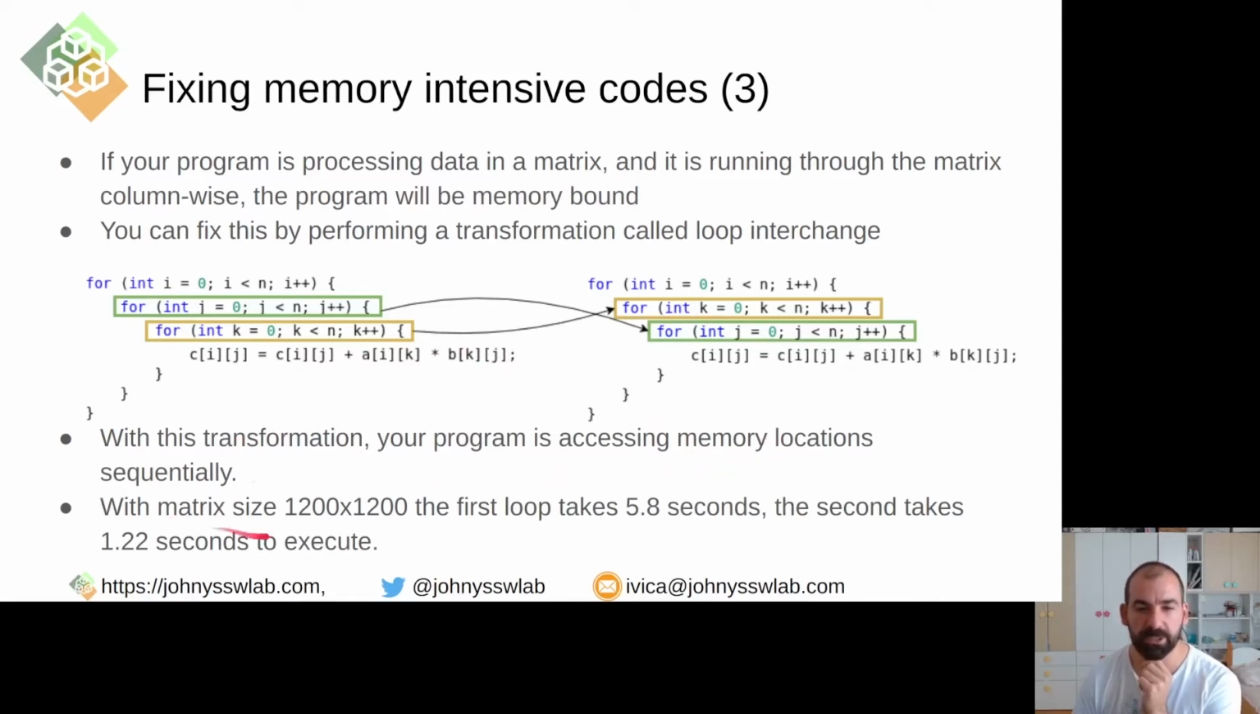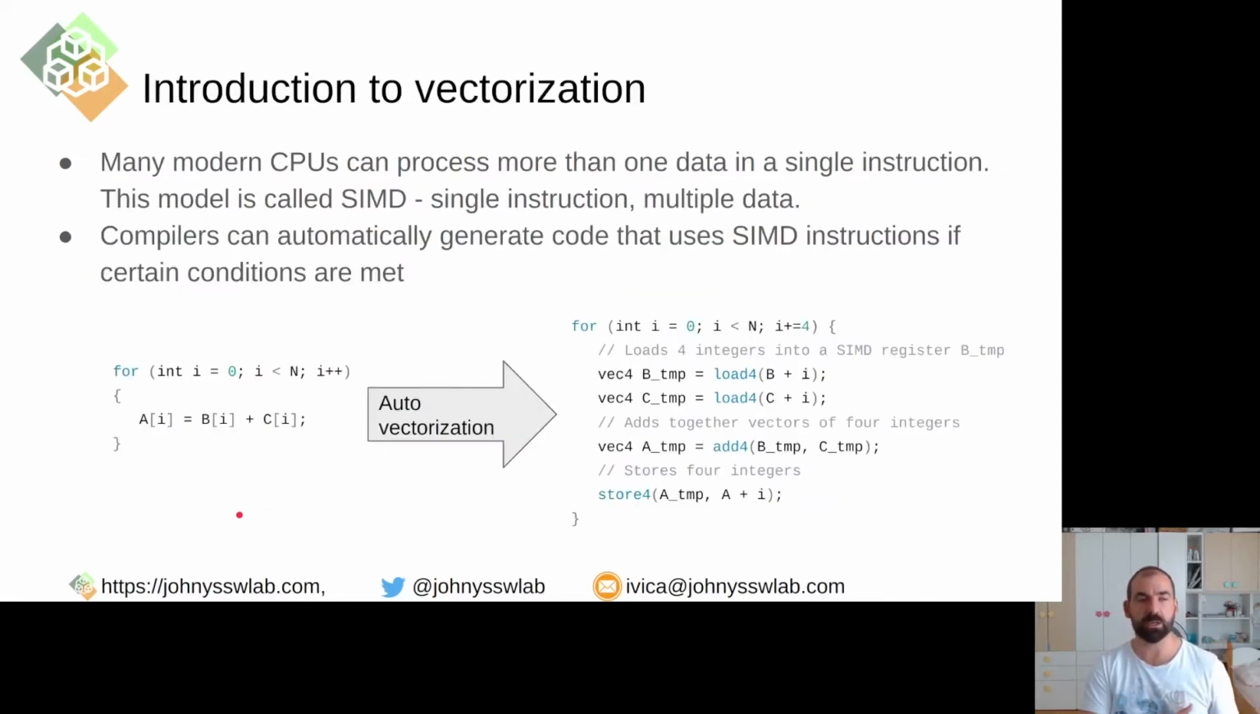I tested this with matrix size 1200 times 1200. The first loop takes 5.8 seconds. The second loop takes 1.22 seconds. The talk until now was a talk on how to fix memory-intensive code, how to convert them to computationally intensive codes. Next, we'll talk about vectorization.